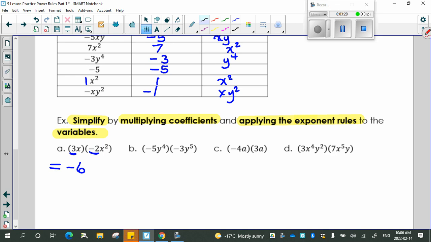But now I'm multiplying x by x squared, which we just learned how to do. X to the power of 3. So x times x squared, same base, so I kept the base x and I added the exponents. 1 plus 2 is 3. Okay, so I created something new. I had 3 x's and -2x squareds, and when I multiply them, I now have -6x cubed. Okay?